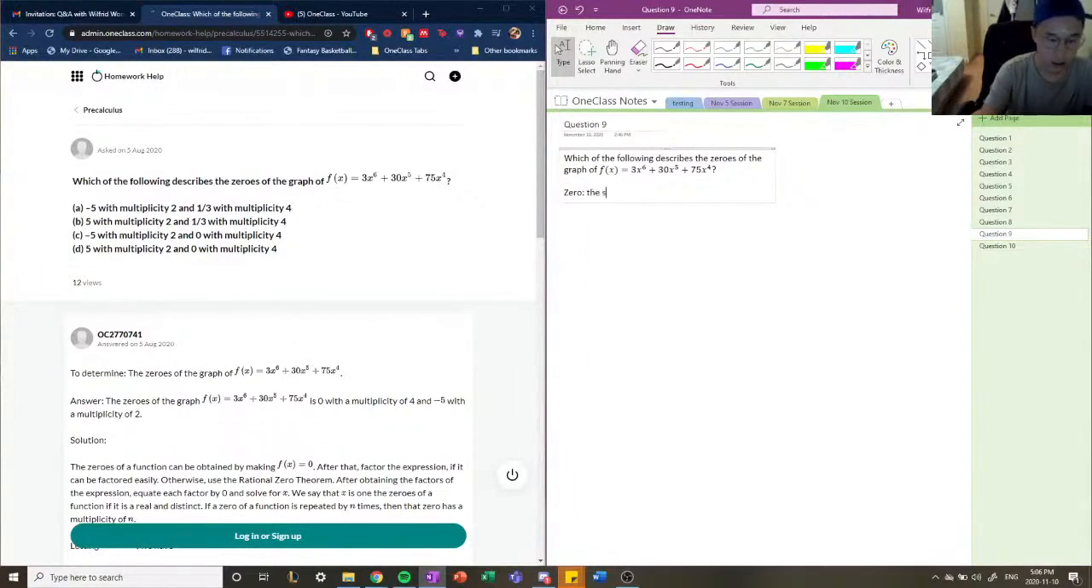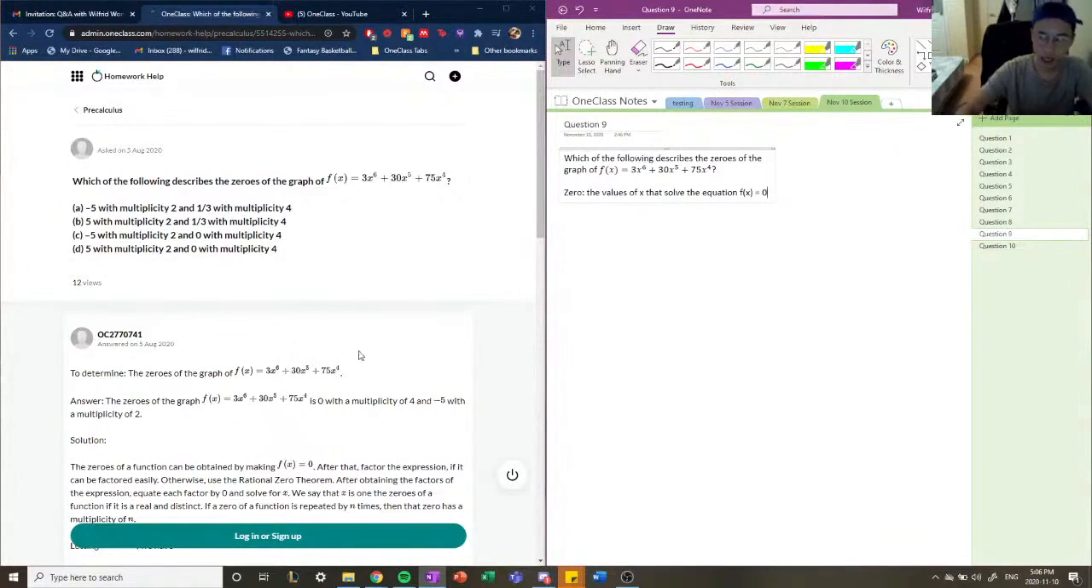So the zero is the solution to the equation, the values of x that solve the equation f of x equals 0. So the zero, or the solution, or the roots of our polynomial or whatever equation or function, is the values of x that solve the equation f of x equals 0. So if we were to set this f of x to 0, the zeros would be the values of x that will make this statement true.